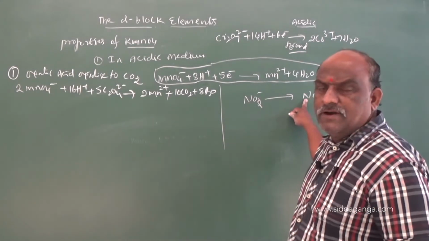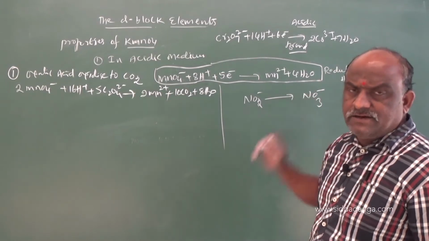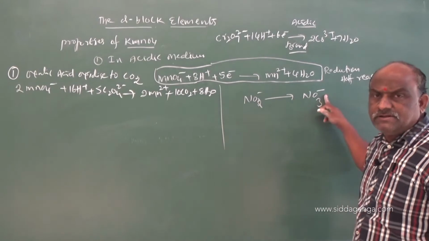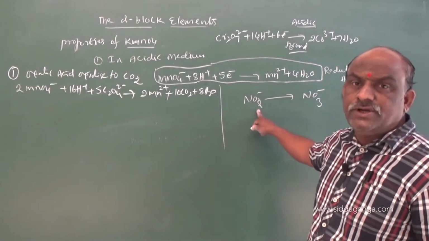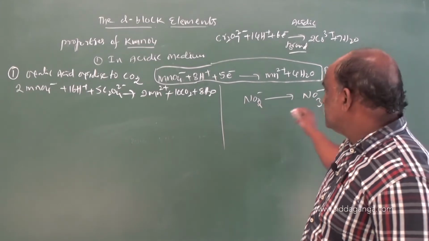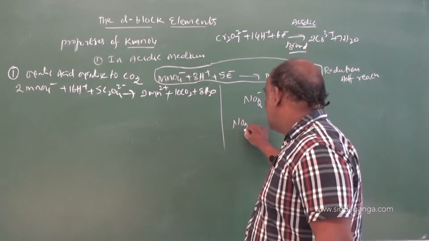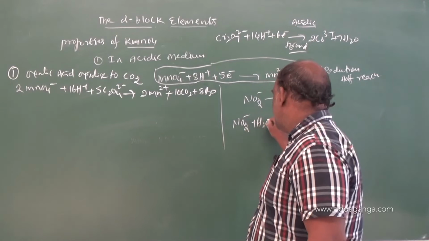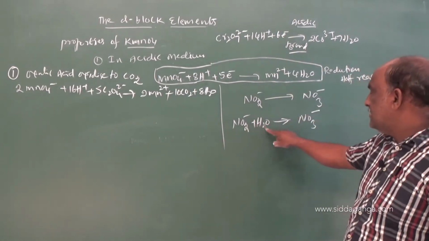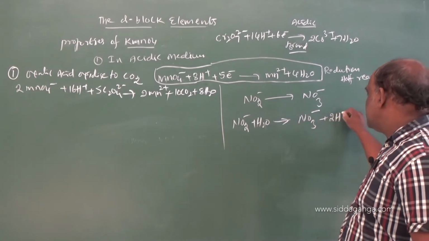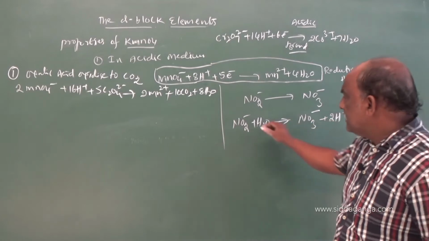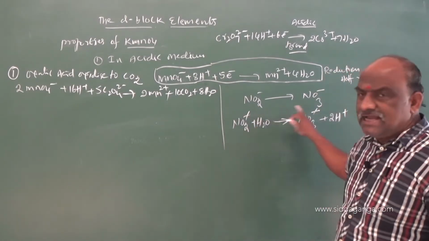The same number of nitrogens takes place on the left side and right side. Over here 2 oxygen atoms are there, here 3 oxygen atoms are there. Oxygen atoms are less, so you should add water. Hydrogen atoms are less, so you should add H plus ions. So here we write NO2 minus plus H2O gives rise to NO3 minus plus 2H plus. The number of hydrogens is 2, so it is 2H plus. Here the minus charge and the other charge both cancel.